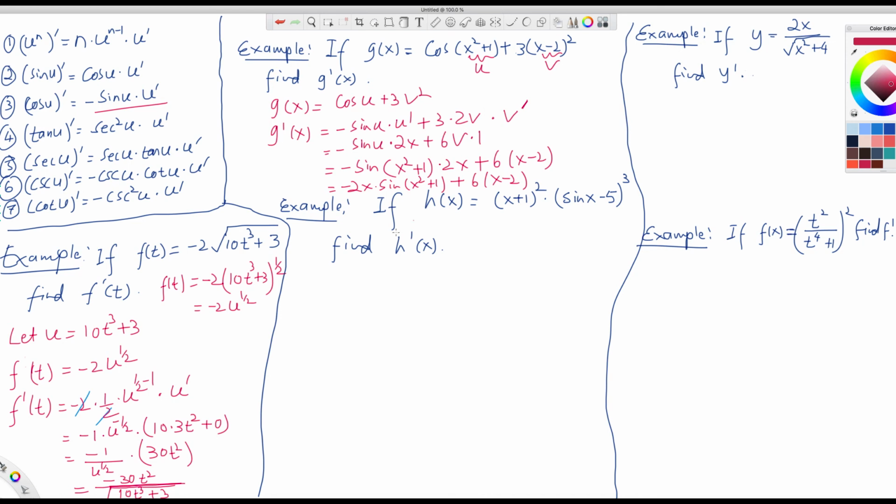Okay, let us do this example. There is a product rule. You need to use the product rule. Don't get confused with u and v. Let me write down this line like f and this like g. Okay, f and then g.